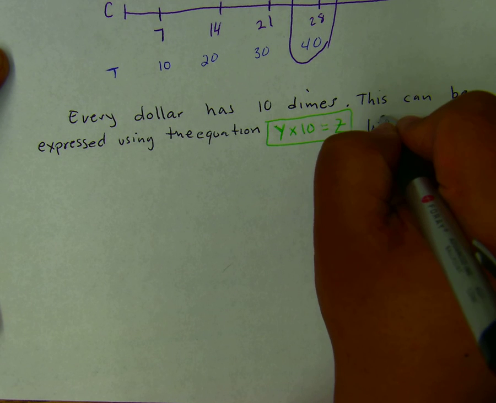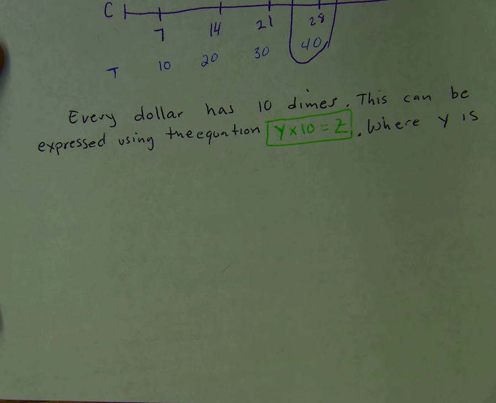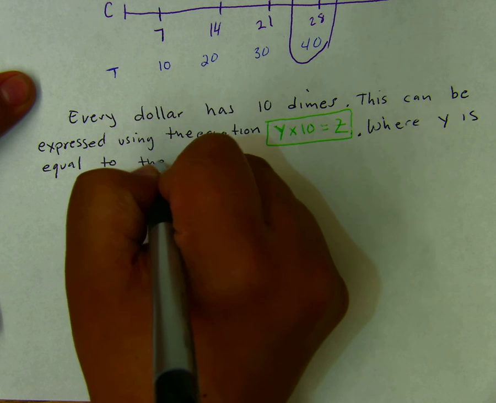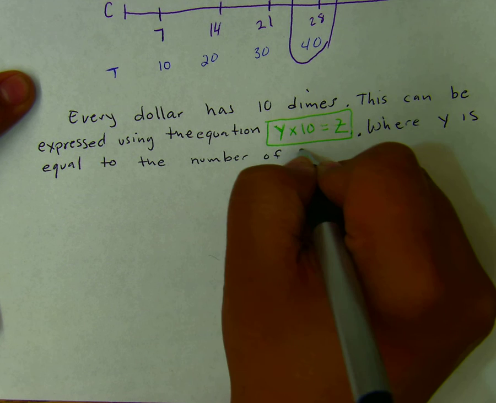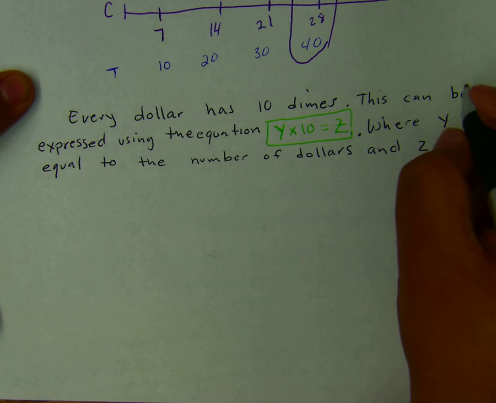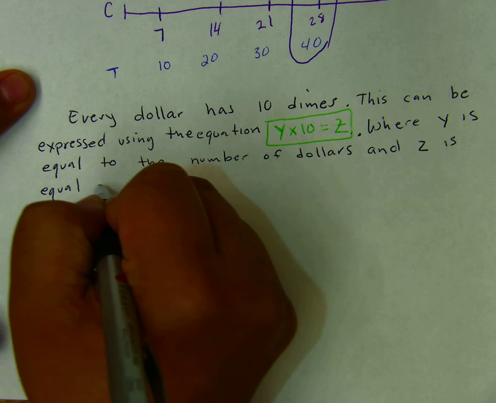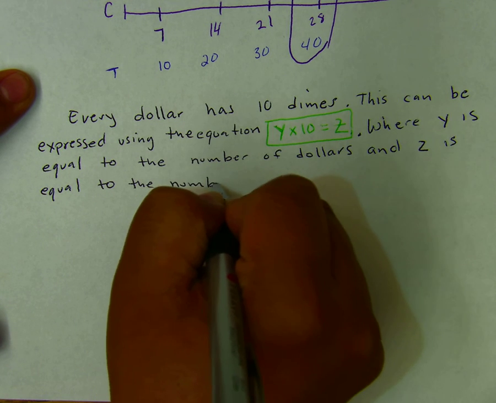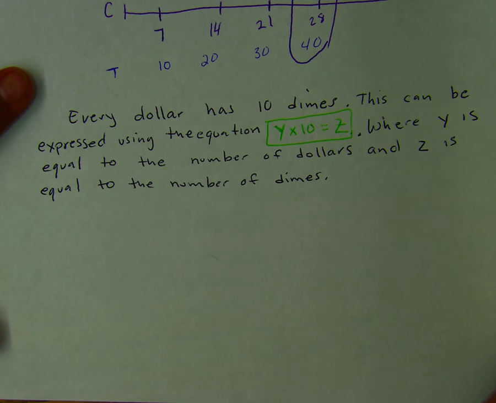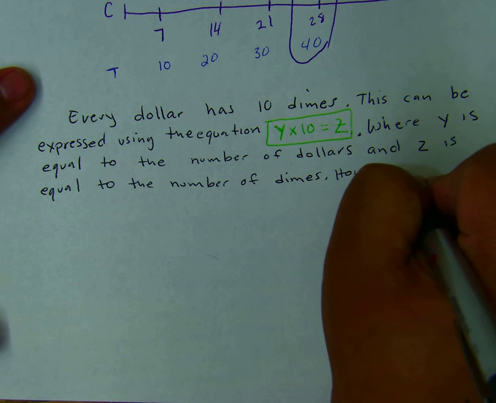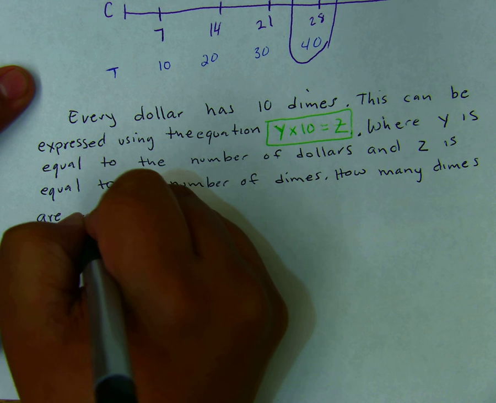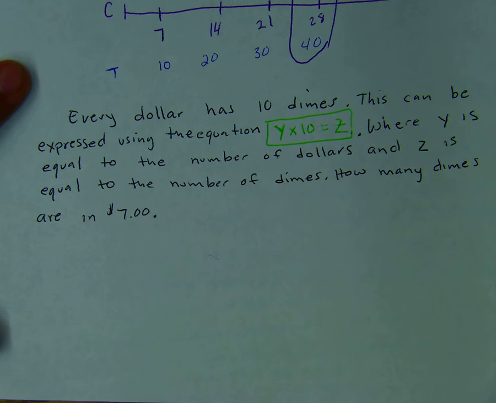And we know that Y is going to equal the number of dollars and Z is equal to the number of dimes. Okay, so it just gave us a little equation there. Now my question is, how many dimes are in $7?